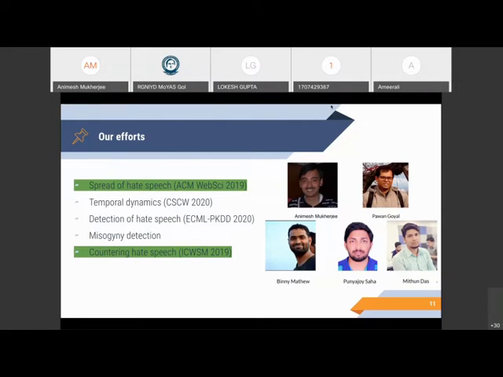Presently the team comprises myself and another faculty member, Professor Pavan Goel, from the same department, and 3 PhD students, Bini, Purnojoy, and Mithun.